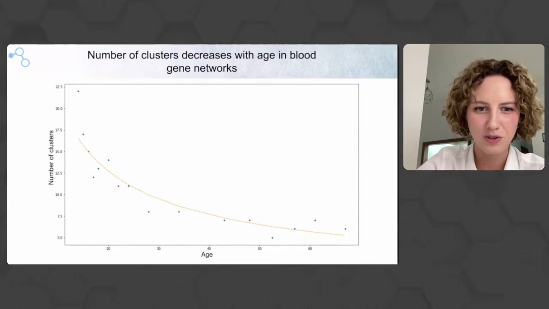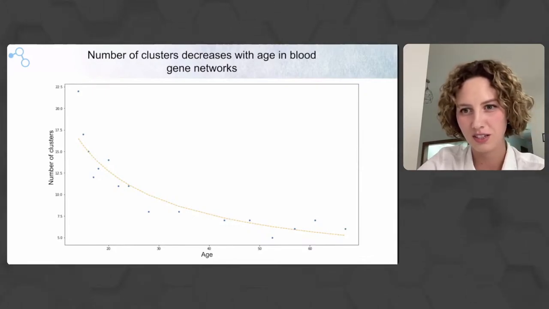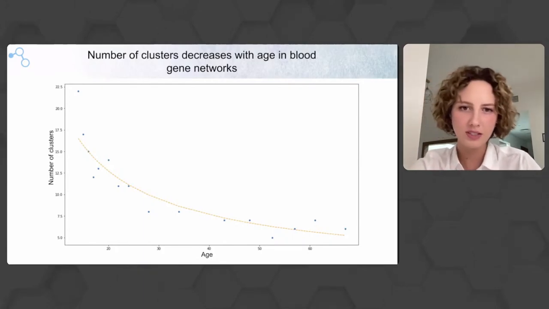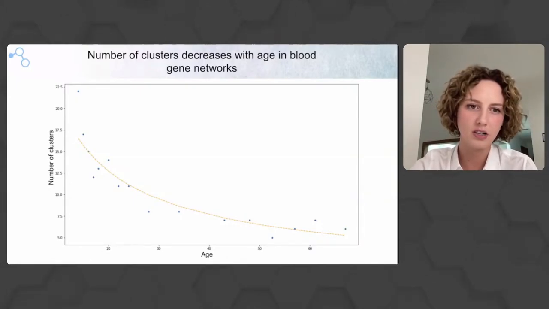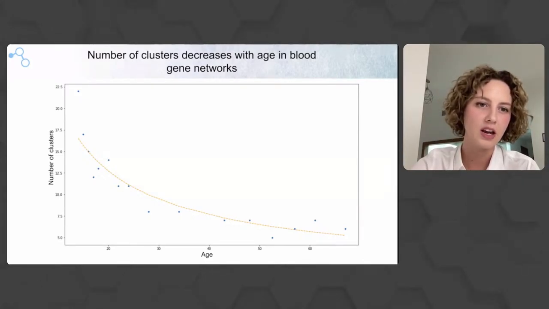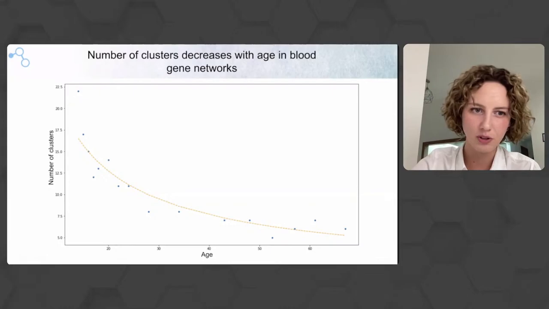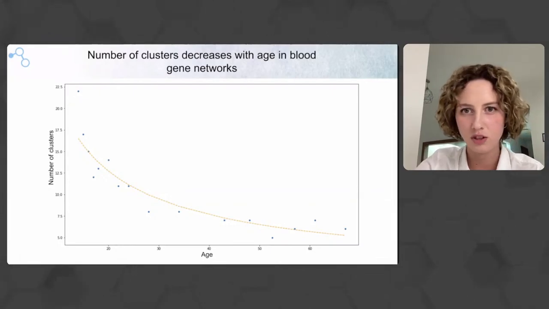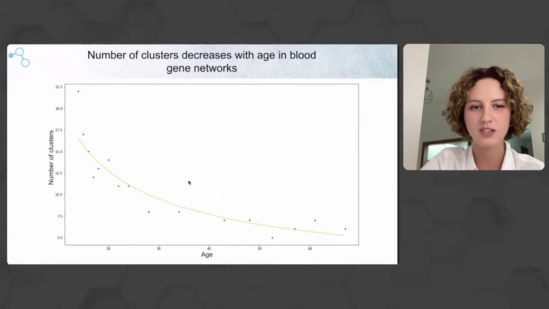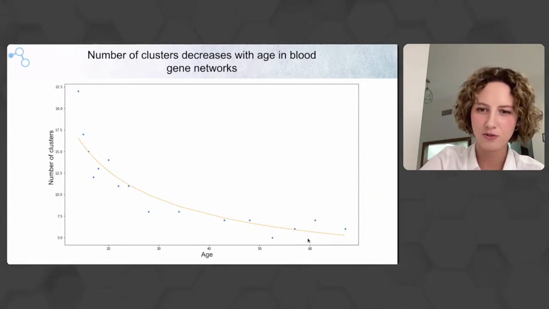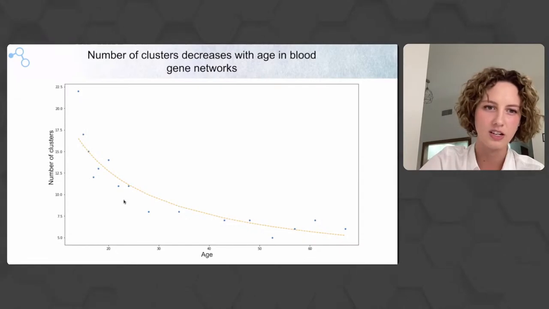Now this is a very cool picture that we got just several days ago. We see that if we count the number of clusters, which equals the number of isolated eigenvalues in each spectrum, this number of clusters drops with age. So this is very unusual, and we really have to interpret this result.